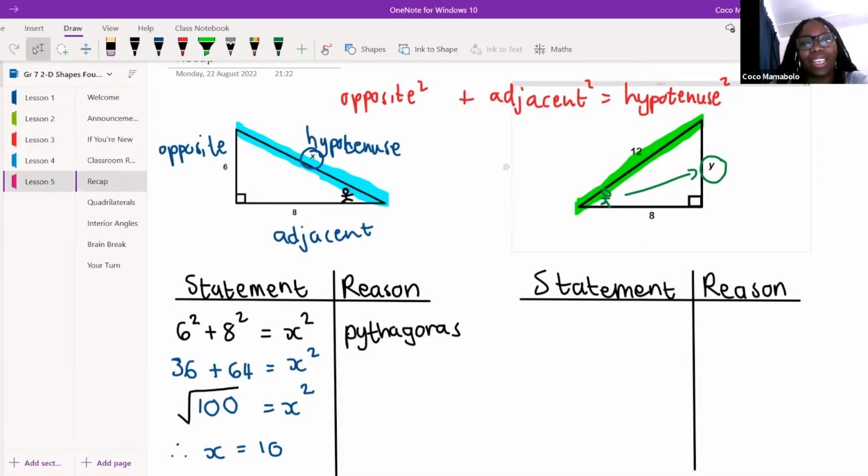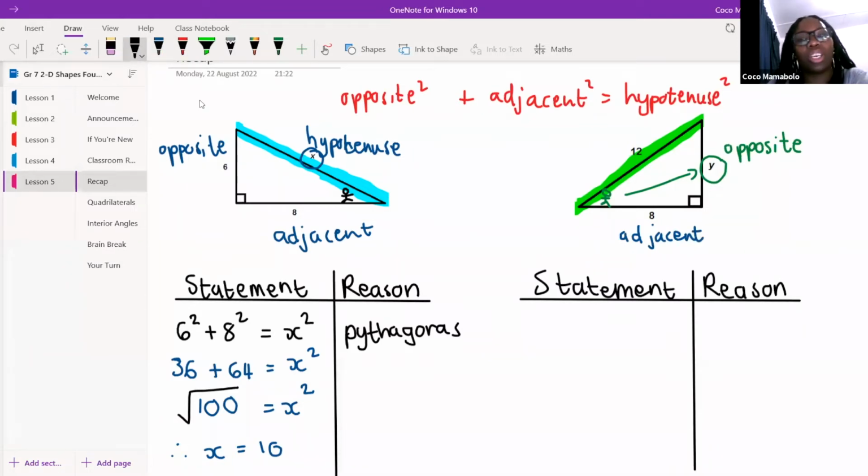It's the opposite side. Excellent. Ooh, so glad you guys remember. So now our opposite side is the y. Opposite. And our 8 over here is going to be our adjacent side.